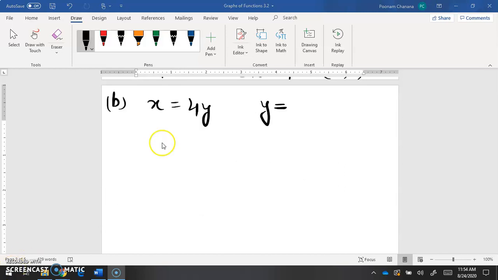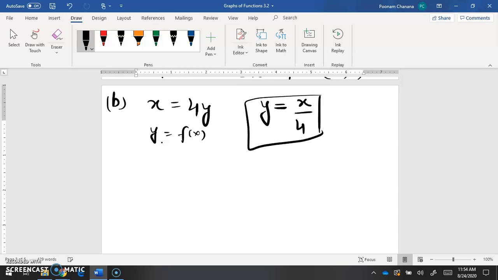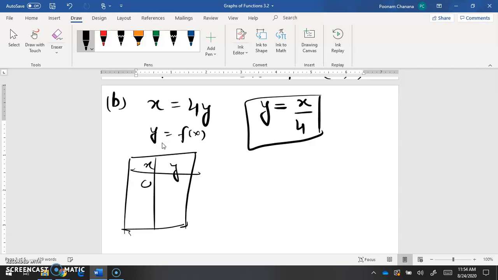Let's do part B. In part B, our equation given is x is equal to 4y, which can be written in the y equal to function format as y is equal to x by 4 if you divide both sides by 4. How do you draw the graph? You first of all make a table of values. At x 0, y will be 0. At x 4, y will be 1. At x 8, y will be 2, and so on. You can find 2 to 3 points, and this is a linear function, so we basically need just 2 points.